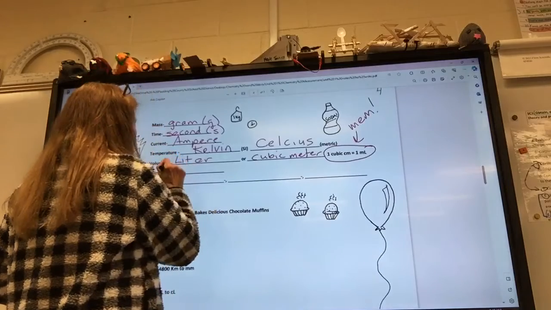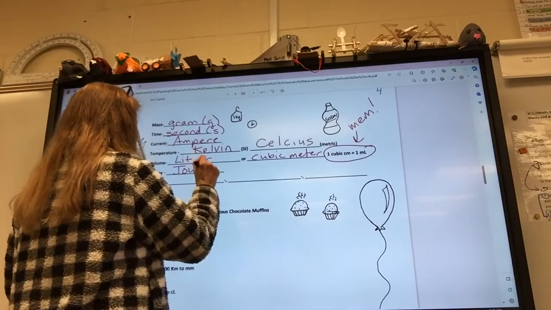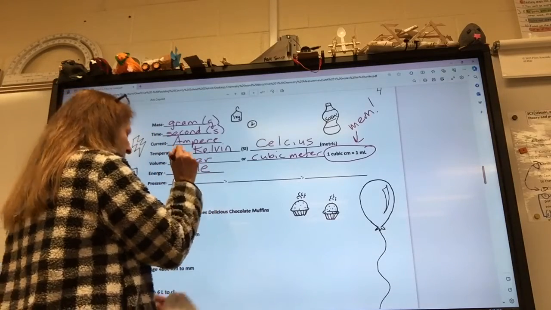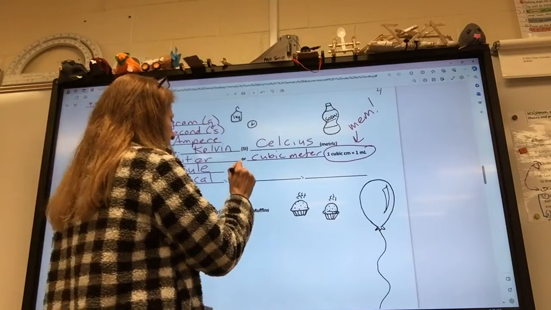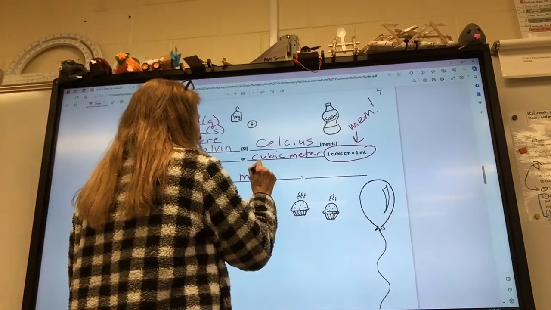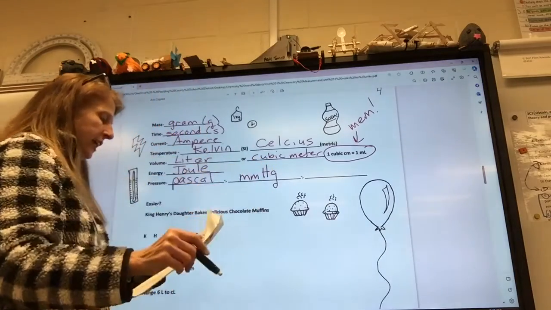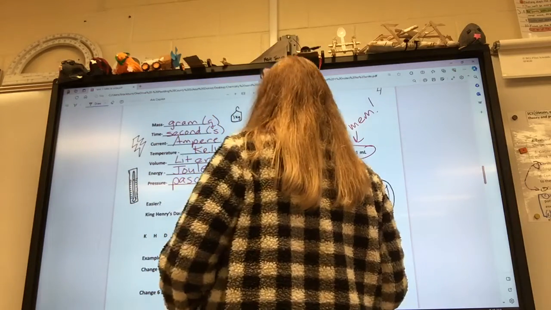Energy is in joules, and it's not spelt like a diamond. It's spelt this way. Pressure has a bunch of units. We'll write a couple of them down. One is called a Pascal, which I like that. One is millimeters of mercury, so it's little m, big H, little g. And also atmospheres. ATM is atmospheres.